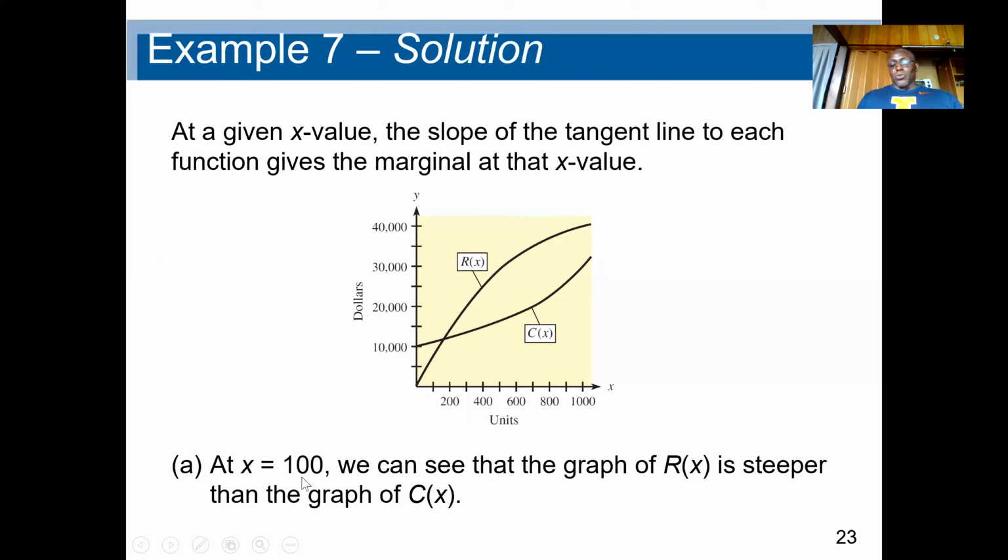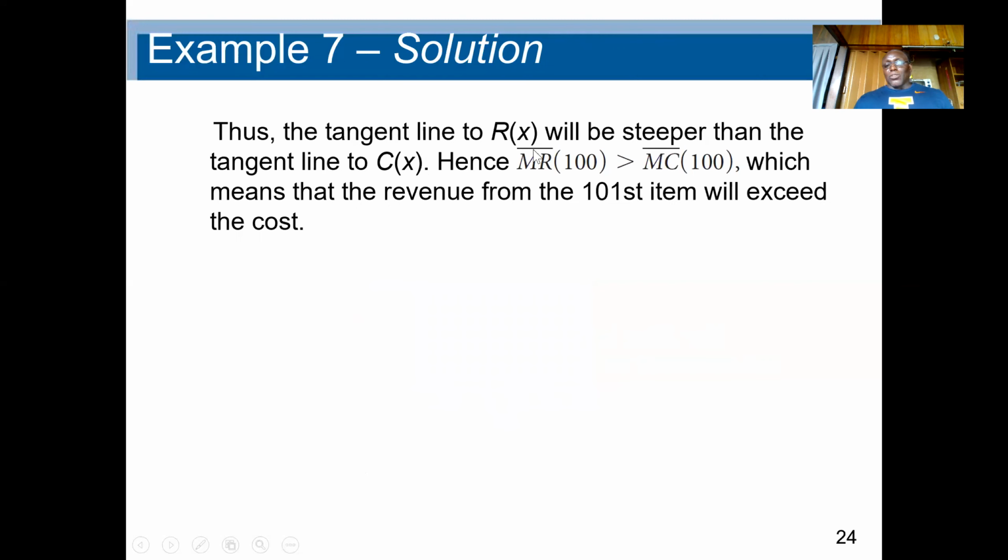So let's do the first one. We already explained it, but X equal to 100. We can see that the graph of R will be steeper than the graph of C at X. Here we can see the value. This is the number of units, so 100 is somewhere here. So we can see that the tangent line to R at X will be steeper than the tangent line to C. Hence, marginal revenue at 100 should be greater than the marginal cost at 100, which means that the revenue from one more item will exceed the cost.